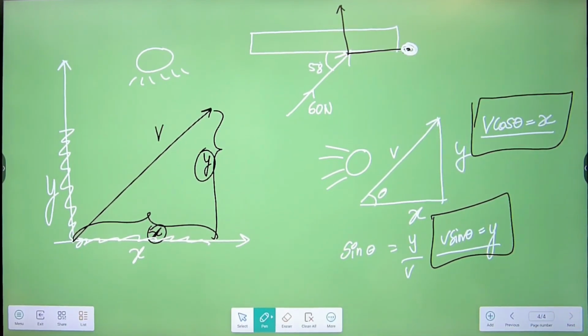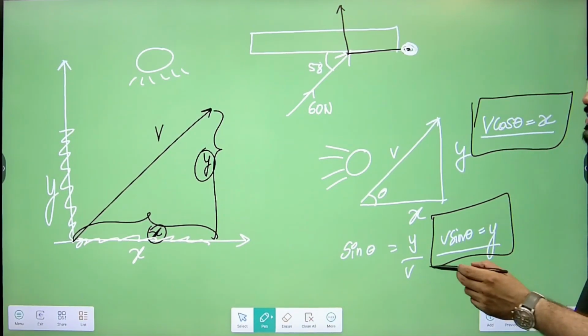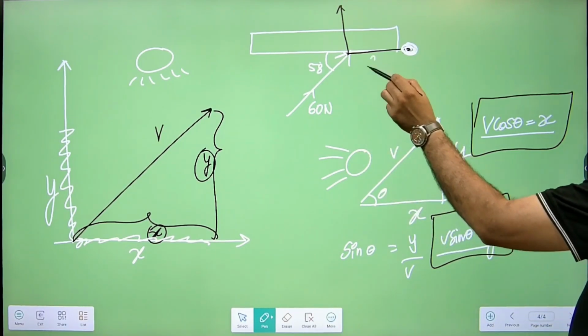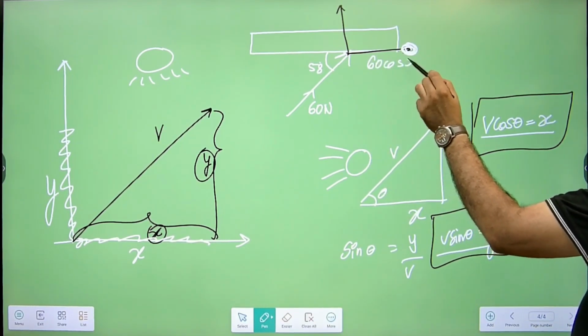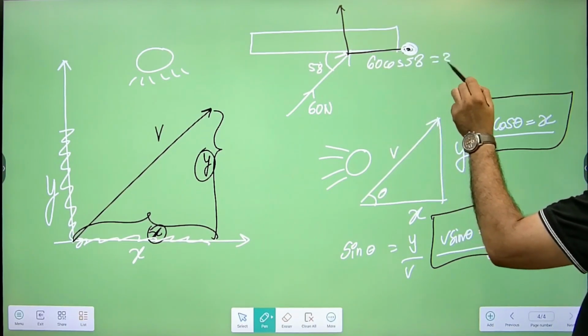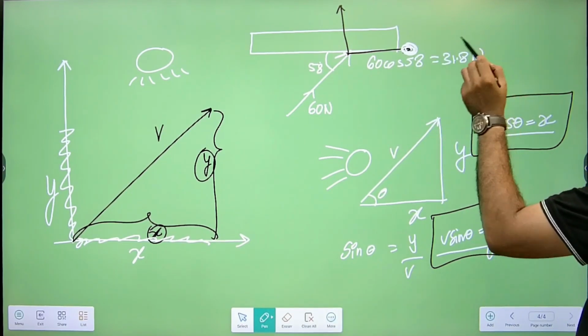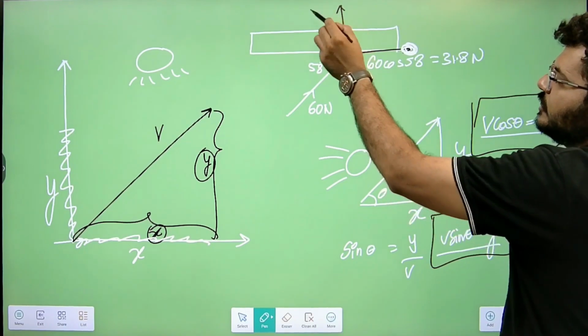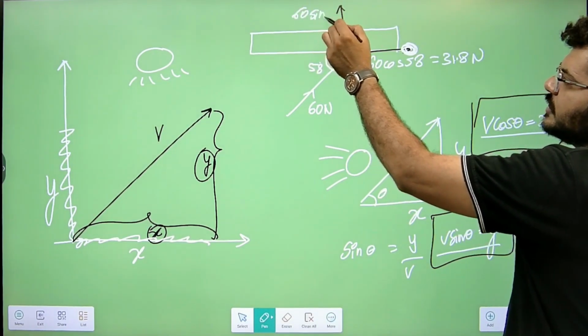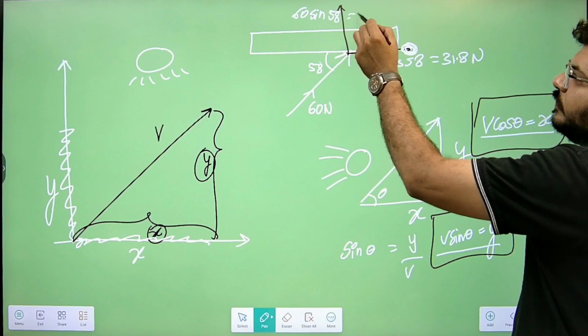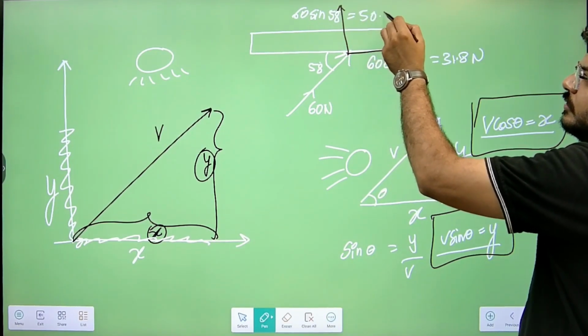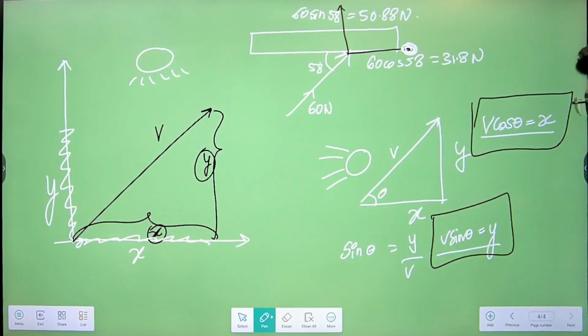Horizontal means lying down, sleeping is horizontal, okay? So the horizontal component should be v cos theta, right? What is v? V is 60, so 60 cos 58 is 31.8 Newton, right? And the vertical one should be 60 sin 58, 50 Newton, right? Any doubt still here?